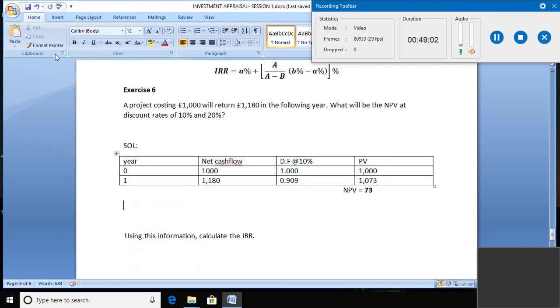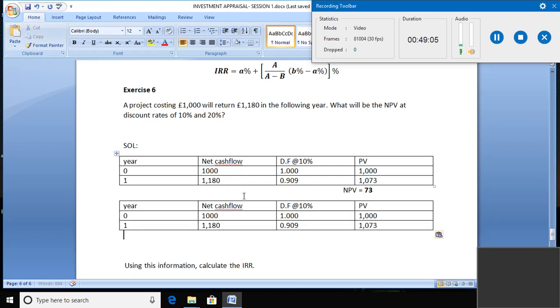Try to use it for the 20%. So at 20%, the DF will change, and so these values should be deleted. So what will be the DF at 20%? Year 0 is always going to be 1.00, but year 1 at 20%, from the table you should get a 0.833.